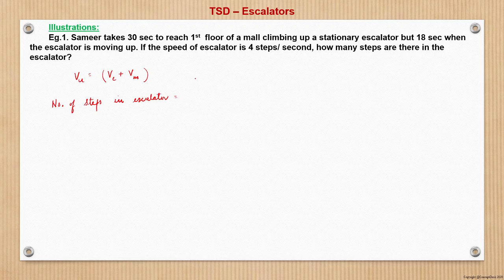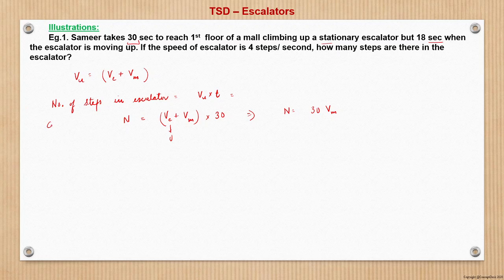That is the total distance to be covered, and that is equal to speed into time. So Vu into time, right? This we can say. So n is equal to Vu, and Vu is nothing but Ve plus Vm, into t. Time taken is 30 seconds. First case. And in the second case, 18 seconds when the escalator is moving up. So now see, in the first case, here Ve is 0, right? This is a stationary escalator. So from here we can say that n is equal to 30 Vm.